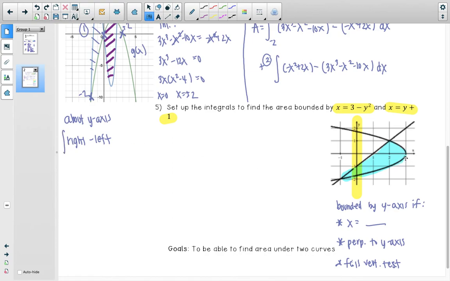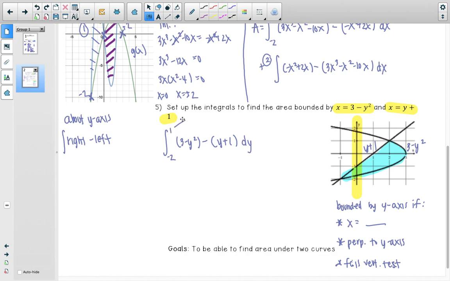So right here, this function is the 3 minus y squared, and this function is the y plus 1. The right function would be 3 minus y squared, minus the y plus 1. Because these are y's and we're doing it about the y-axis, you have to put dy. We're integrating with respect to y. So then the question is what about the bounds? Well, what's the lower y value? The lower y value of where it's bounded is -2, and the upper y value is 1.